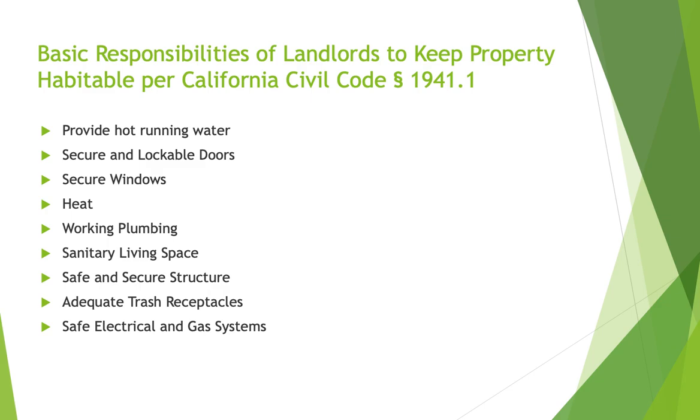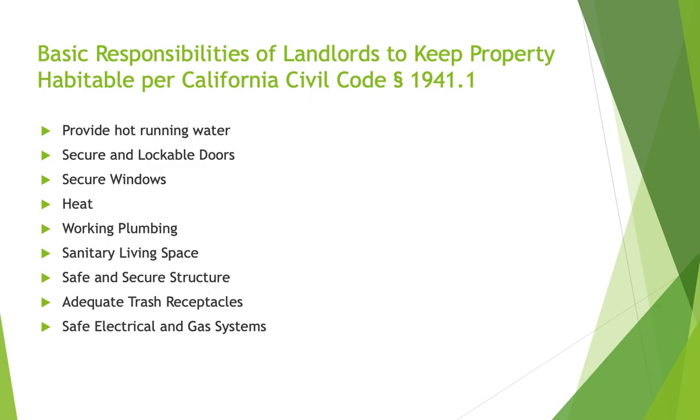The fourth requirement is heat. This may seem like an unlikely requirement in Southern California, but in fact, this is a requirement for all landlords in California, including Southern California. Landlords must provide a working heating system to keep the unit warm in cold weather. Failure to provide heat makes the unit uninhabitable.